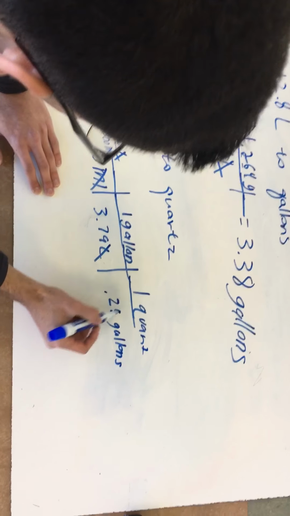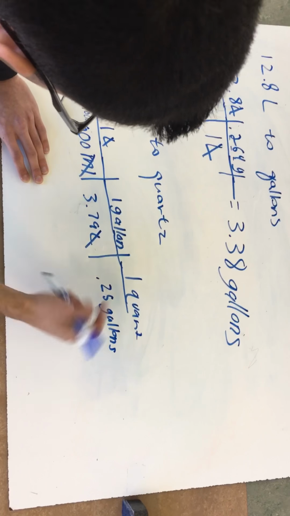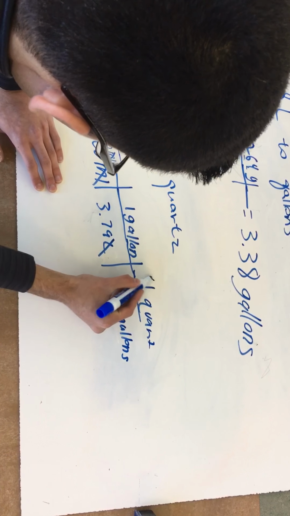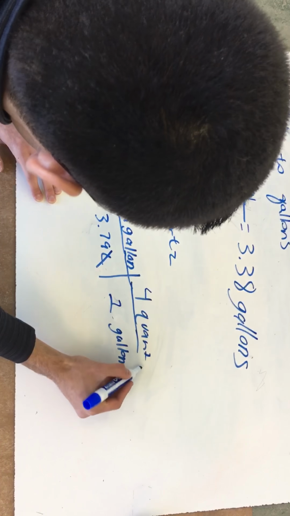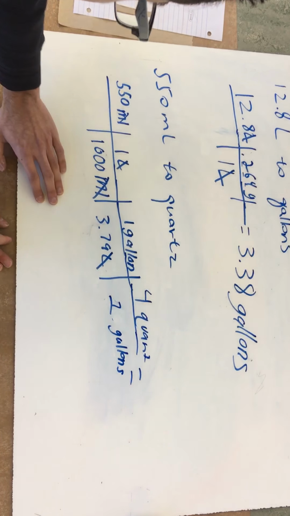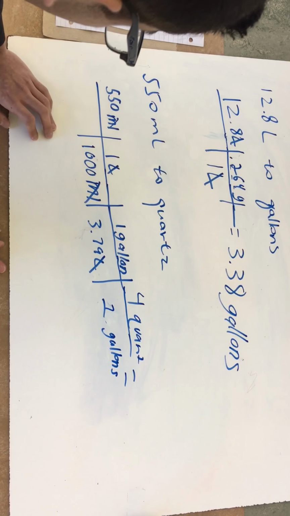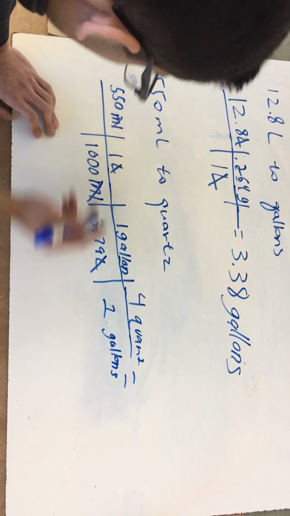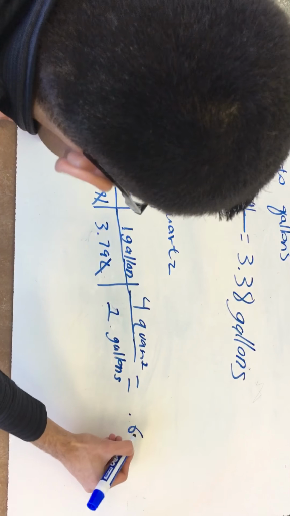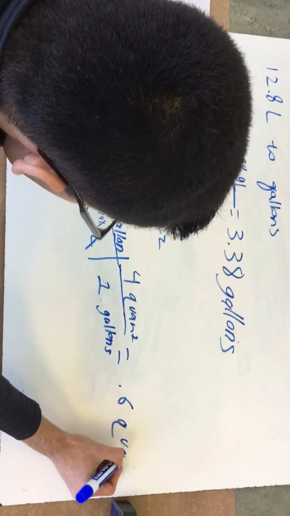Now you could obviously reverse this. You could say 1 gallon is to 4 quarts. It's the same thing as what I've done. So when you multiply this together, your final answer, which again, pay attention to sig figs, is going to be 0.6 quarts.